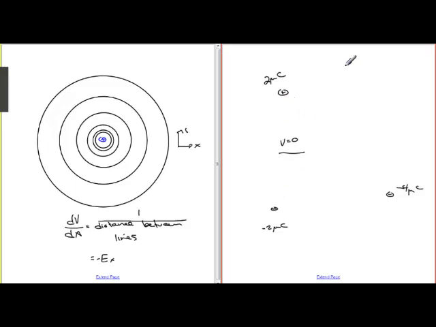The absolute difference, delta V, is related to the change in potential energy, whereas how close they are together tells us something about the electric field in that region. And I will show a separate video with a simulation looking at these equipotential lines.